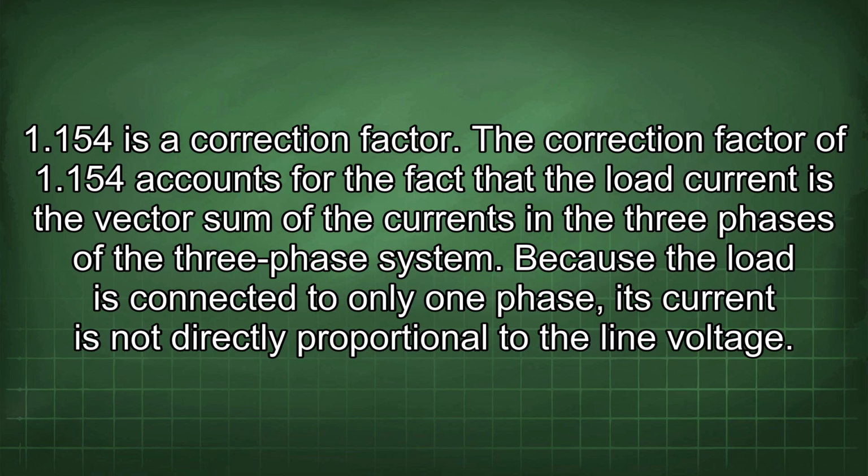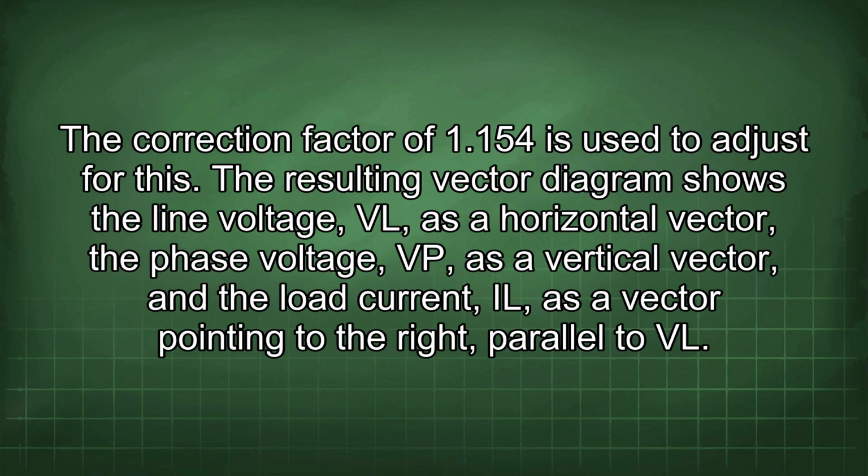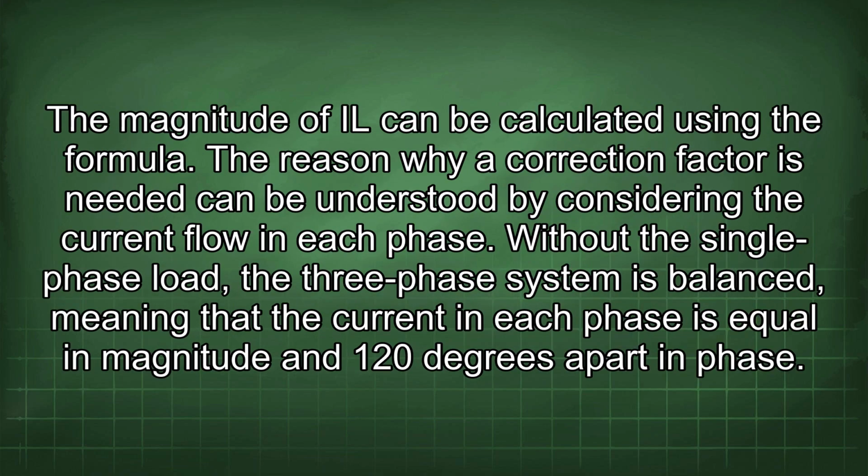The correction factor of 1.154 accounts for the fact that the load current is the vector sum of the currents in the three phases of the three-phase system. Because the load is connected to only one phase, its current is not directly proportional to the line voltage. A correction factor of 1.154 is used to adjust for this. The resulting vector diagram shows the line voltage, VL, as a horizontal vector, the phase voltage, Vp, as a vertical vector, and the load current, IL, as a vector pointing to the right, parallel to VL. The magnitude of IL can be calculated using the formula.